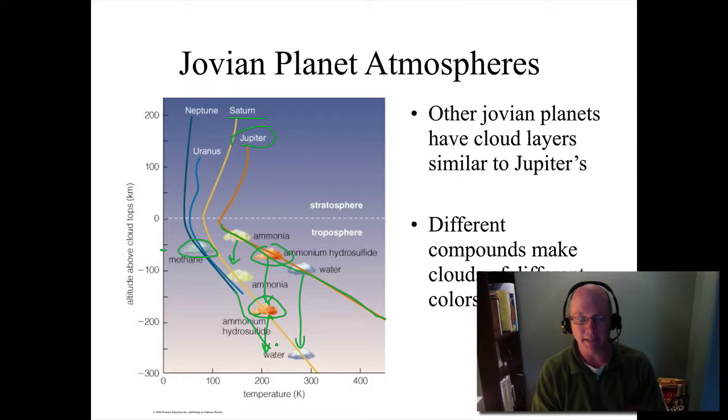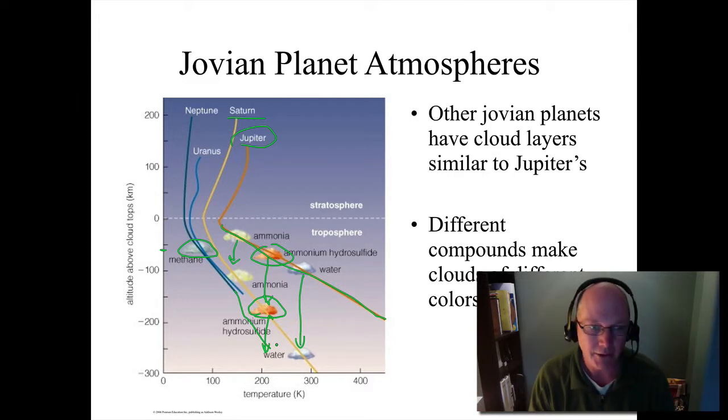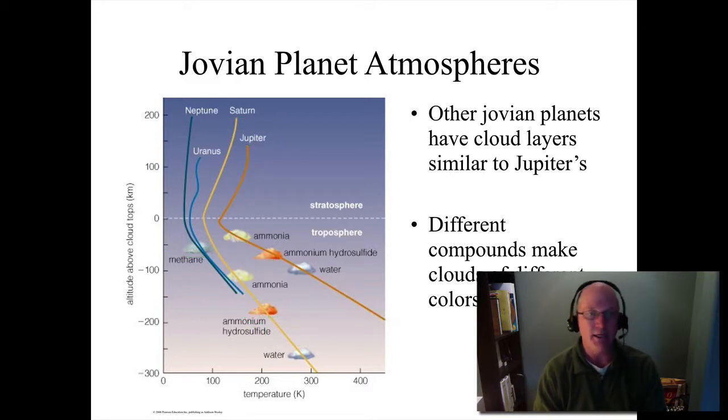And depending on the types of materials that form there, you'll get a whole bunch of different colors and different properties. So these clouds are a way to probe the structure of the atmosphere and tell you what the atmosphere is made out of and what its temperature profile looks like.